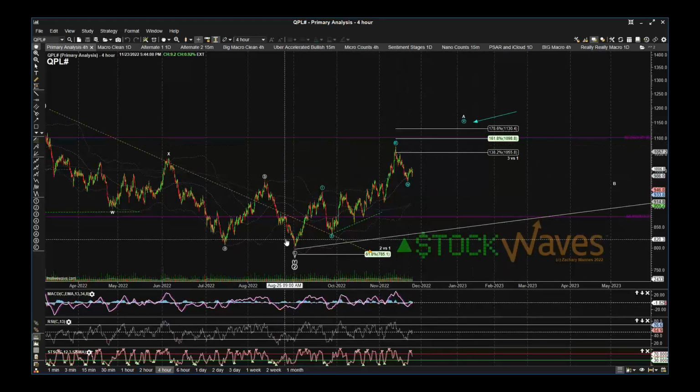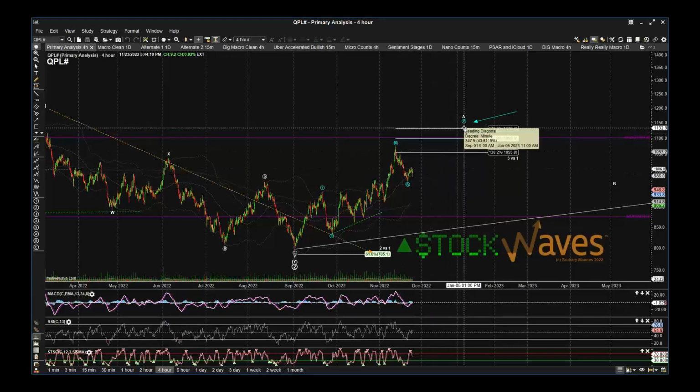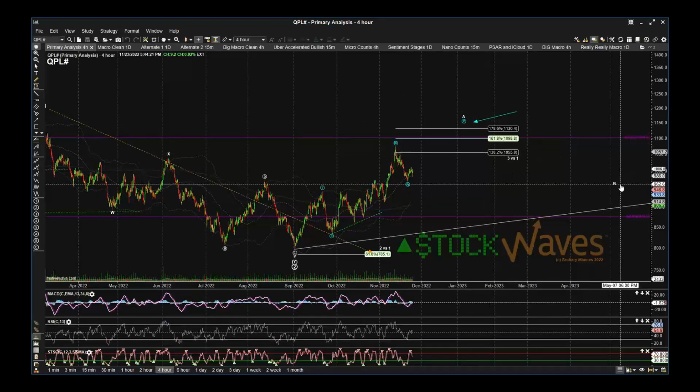This part of the structure is starting to line up and fall into phase with some of the other metals charts, at least silver and GDX, where we want to see this fifth wave up and then a bigger retrace.